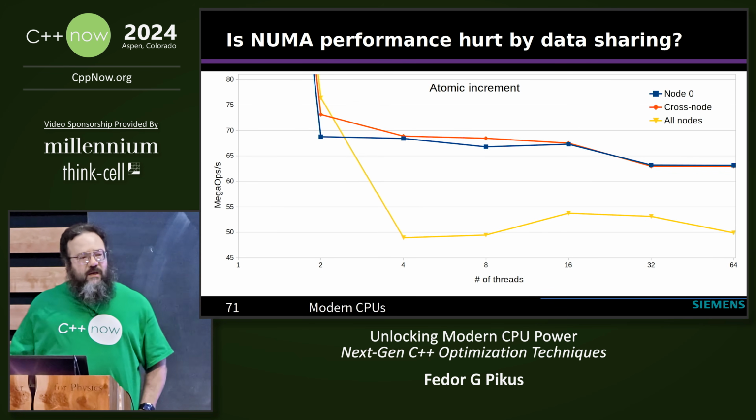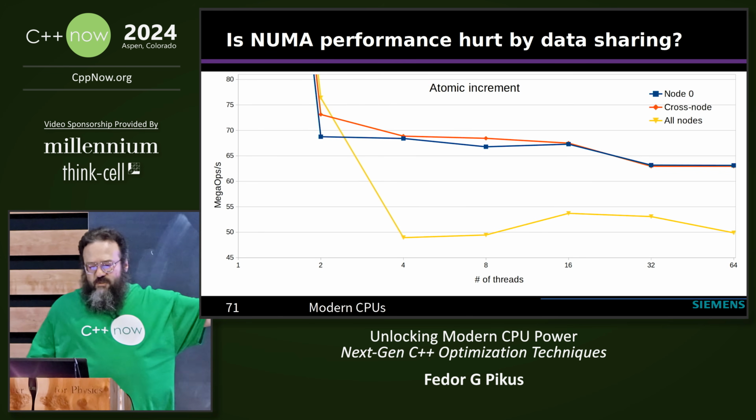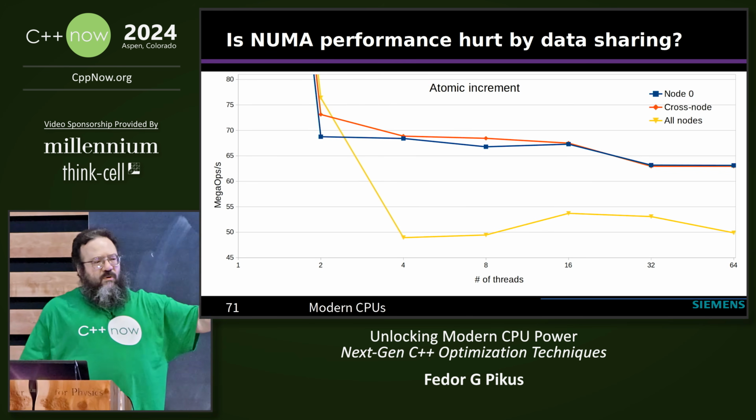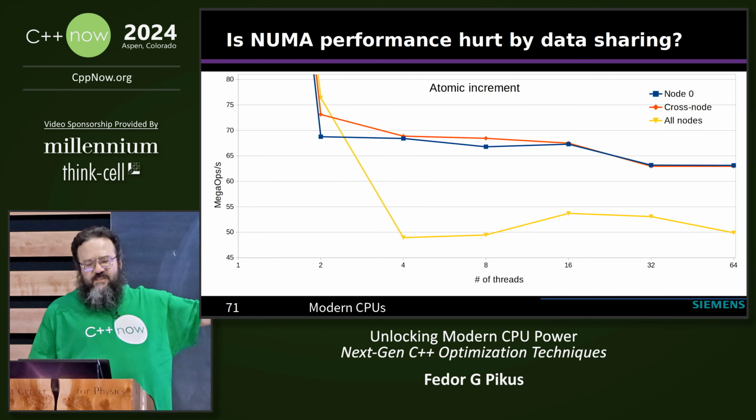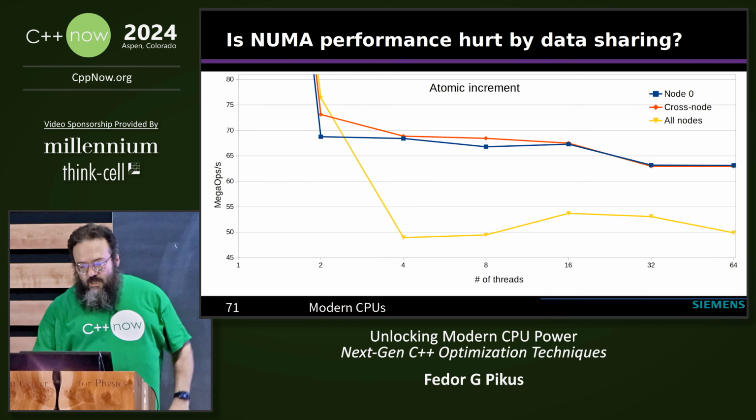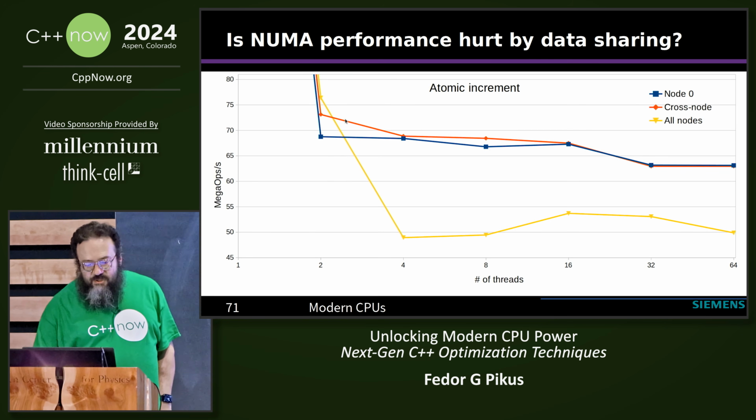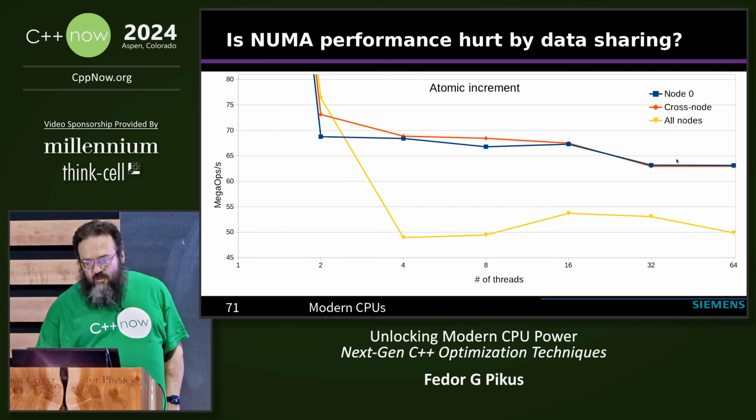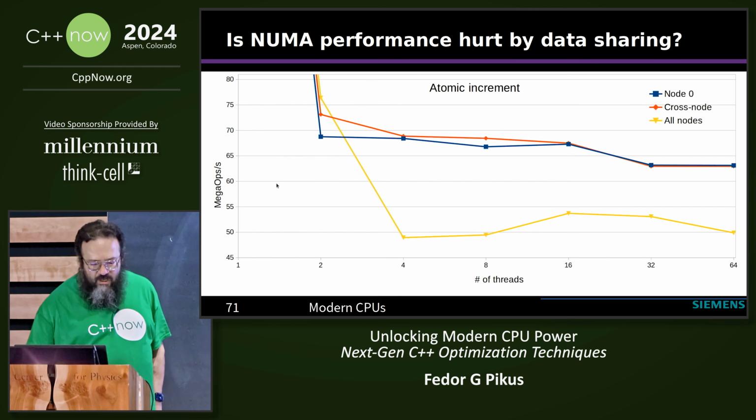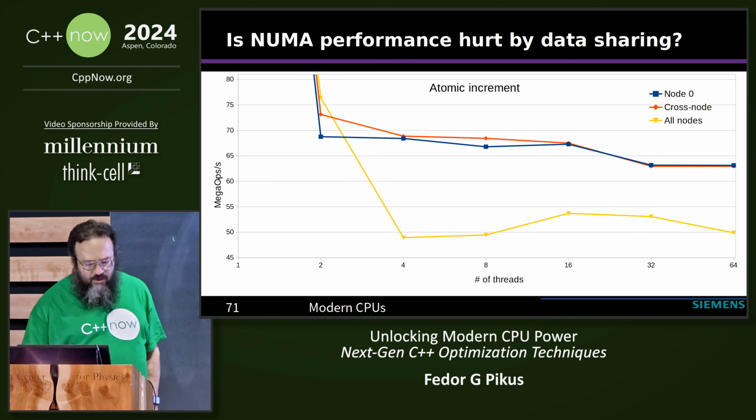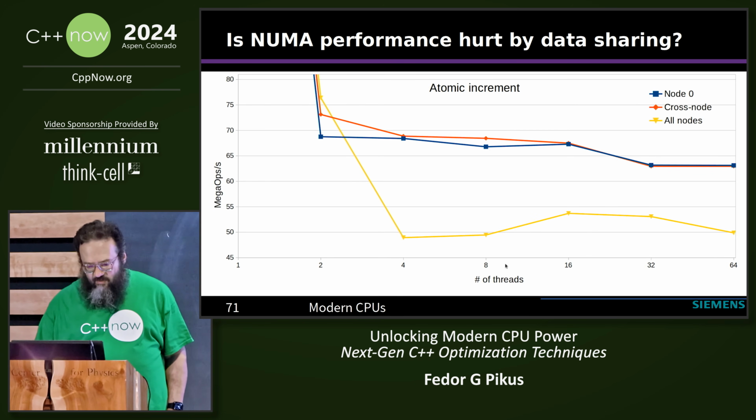All right. So let's confirm this theory by direct measurement. We only need one shared variable to confirm this. So here is the simplest thing: atomic increment. Memory is on node 0, all threads are on node 0, here it is, the squares. This is how many million atomic increments per second I can do depending on the number of threads. Yeah, one is up there.